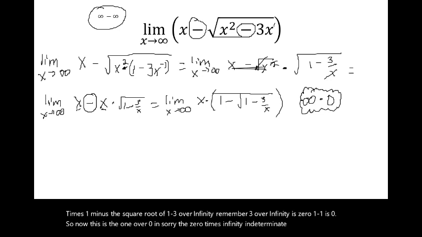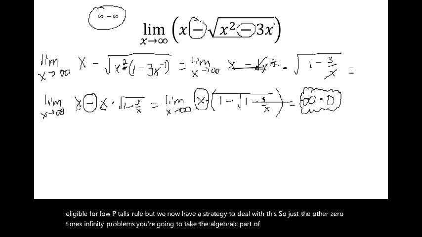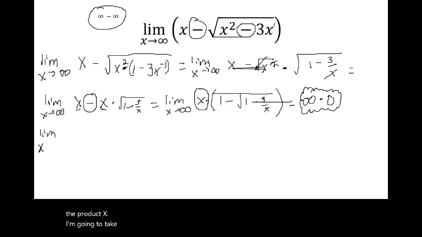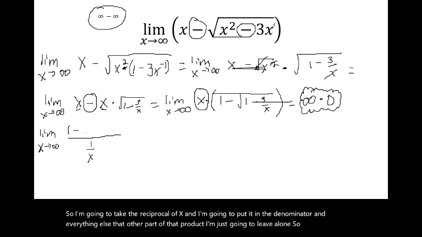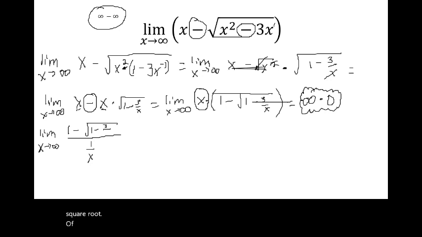It's still not eligible for L'Hopital's rule, but we now have a strategy to deal with this. So just like the other 0 times infinity problems, you're going to take the algebraic part of the product, the easier part of the product, x. I'm going to take its reciprocal, and I'm going to put it in the denominator. So I'm going to take the reciprocal of x, and I'm going to put it in the denominator. And everything else, that other part of that product, I'm just going to leave alone. So 1 minus the square root of 1 minus 3 over x.